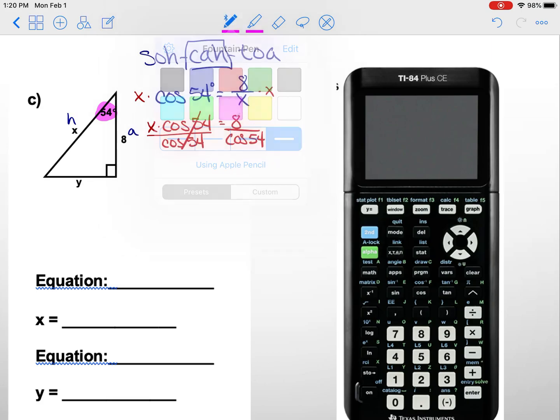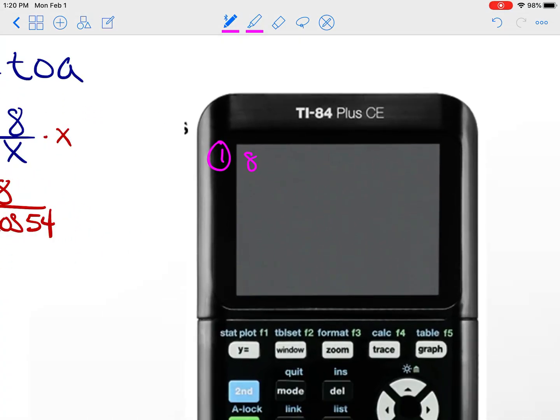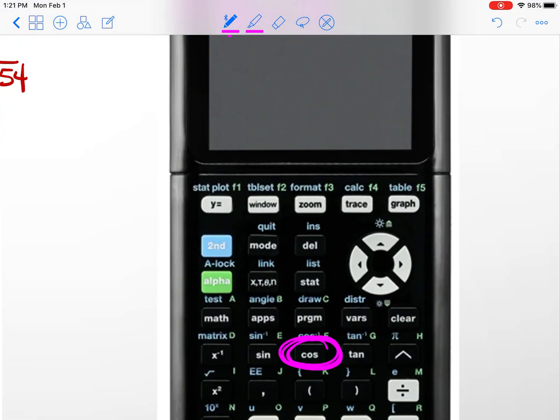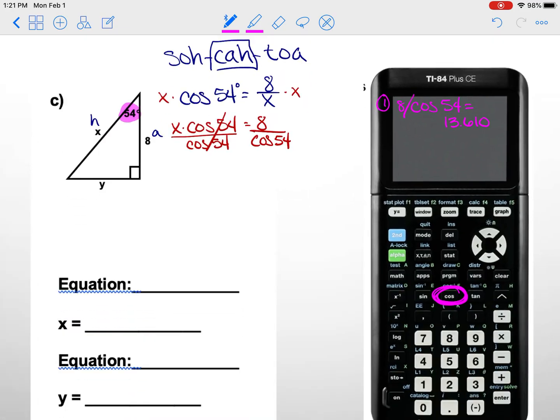So on our calculator, I'm going to write step-by-step instructions to solve for x. So step 1, put a 1 there. We're going to put 8 divided by the cosine of 54. And remember, your trig functions are right here. So there's your cosine. And that would give us 13.610. Okay, so that's our first one. Let's go ahead and fill that in down below here. What color was I using? Red. So the cosine of 54 degrees equals 8 over x. And we found that answer to be 13.610.